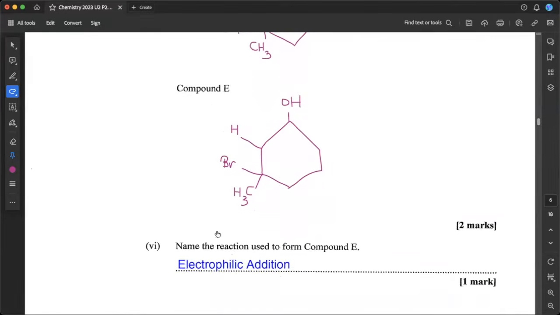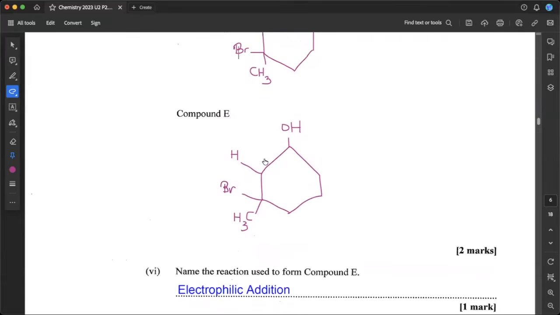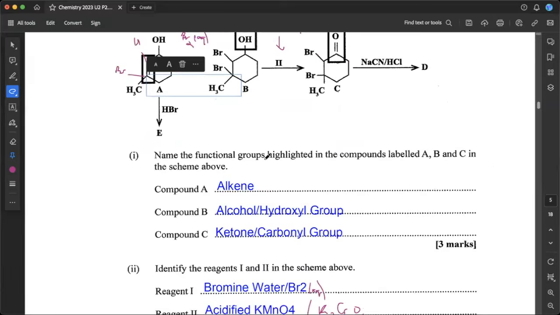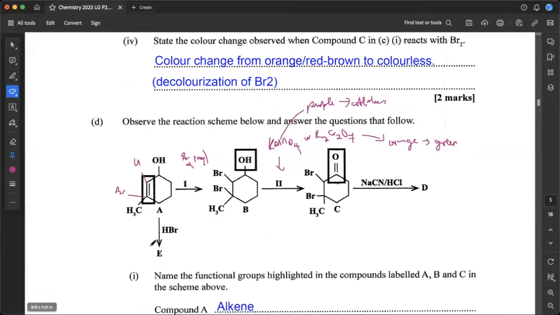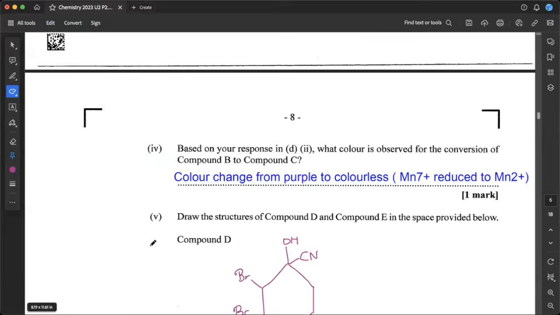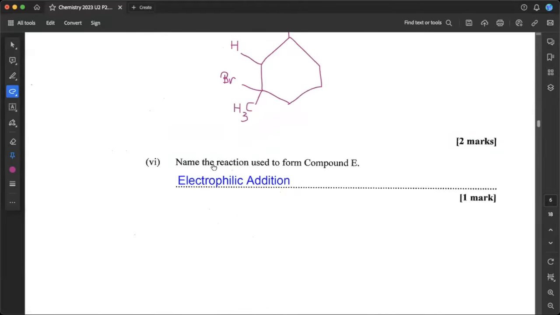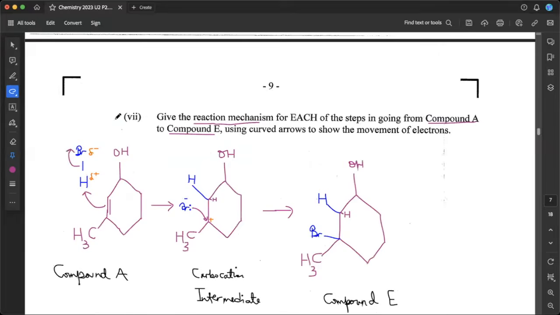Okay, so part 6 says name the reaction used to form compound E. So again, we are doing electrophilic addition across this carbon-carbon double bond. We are adding the HBr via electrophilic addition, okay? So that's the mechanism there. That's the reaction used to form compound E: electrophilic addition. So now moving along to part 7.